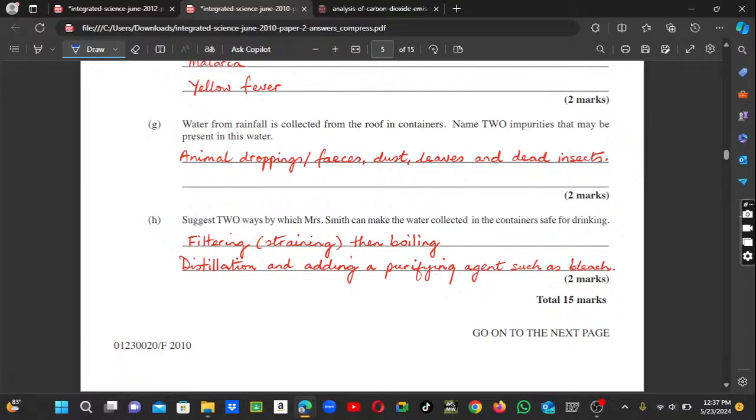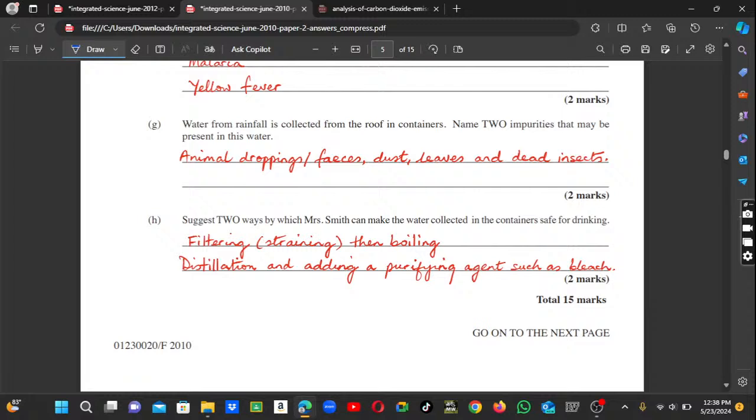All right, so we need to suggest 2 ways in which Mrs. Smith can make the water collected in the container safe for drinking.